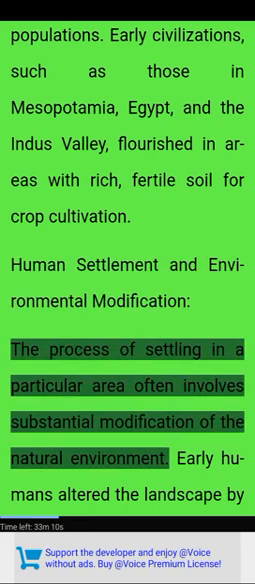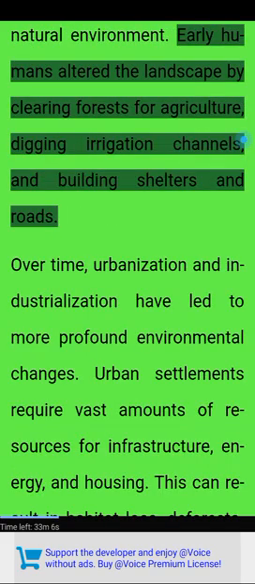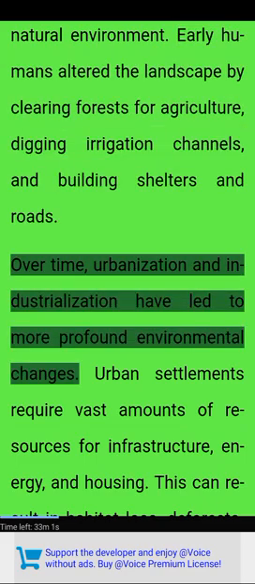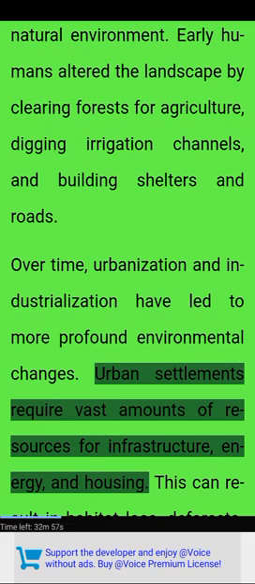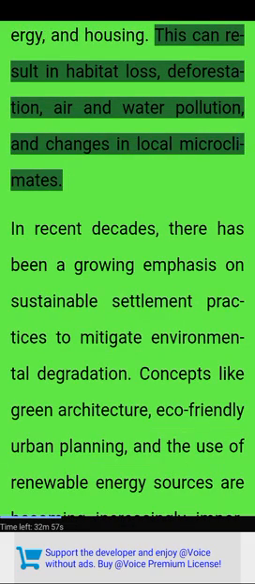Human settlement and environmental modification. The process of settling in a particular area often involves substantial modification of the natural environment. Early humans altered the landscape by clearing forests for agriculture, digging irrigation channels, and building shelters and roads. Over time, urbanization and industrialization have led to more profound environmental changes. Urban settlements require vast amounts of resources for infrastructure, energy, and housing. This can result in habitat loss, deforestation, air and water pollution, and changes in local microclimates.